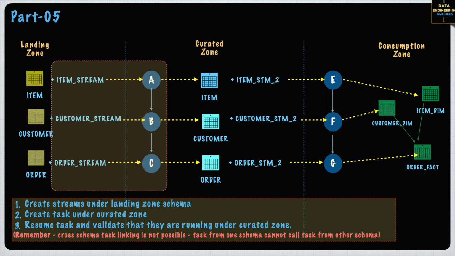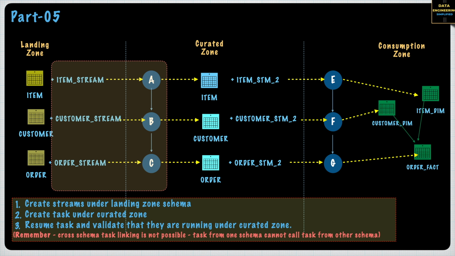So here we end our part 5, where we have created 3 streams, one for each of the tables. We have created 3 tasks, and each of these objects is created in a different schema. So the streams are created in the landing zone, so they will capture the new data arrival as a CDC in the landing zone. And since my task will insert the data into the curated zone, they are created in the curated zone. However, you can create the stream and task under the landing zone, and there is no such restriction. You can certainly do that.